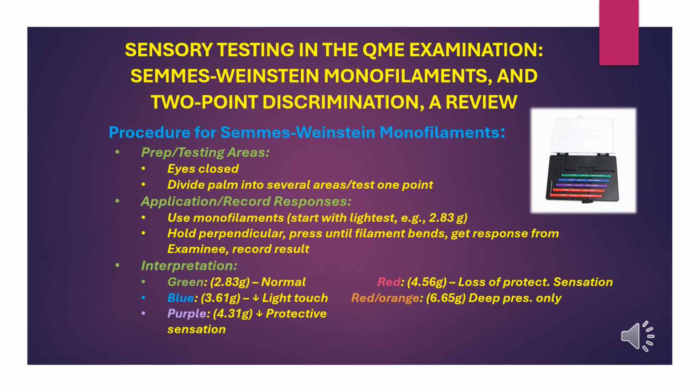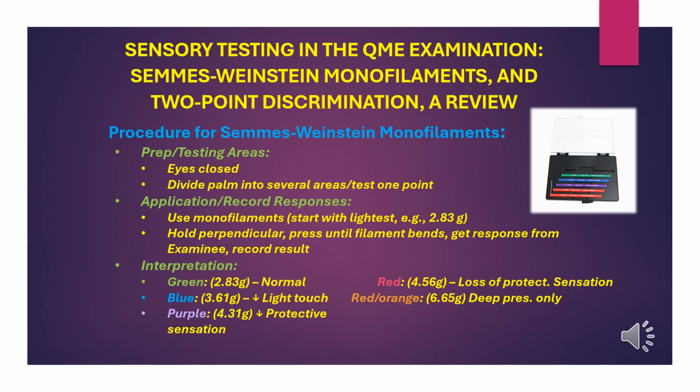Now, I'd actually like to discuss the procedure for using the Semmes-Weinstein monofilaments. First, in preparation and testing, you ensure that the examinee is comfortable, their eyes are closed, and they focus on the sensation. You explain to them what the procedure is going to entail and ensure that they understand it. Then, as you test, you divide the palm of the hand into several areas, such as between the fingertips, the DIP joints, between the DIP joints and the PIP joints, and so on. And you test one point in each area.